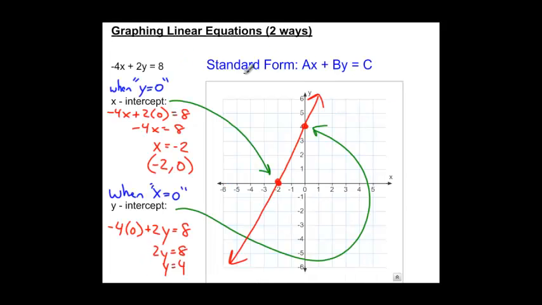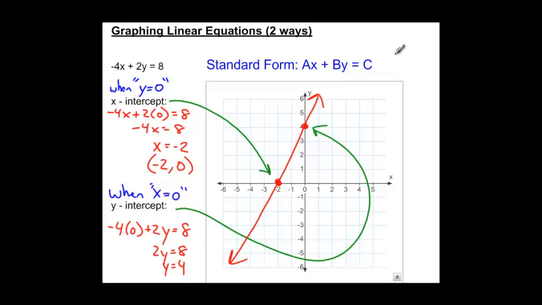Now the other thing I want to talk about is standard form. Again, standard form is not really designed for graphing purposes. It's designed as a way to organize information, so if we're comparing it to other equations, it's easy. Like if we have to solve systems and use substitution or elimination, everything's organized.